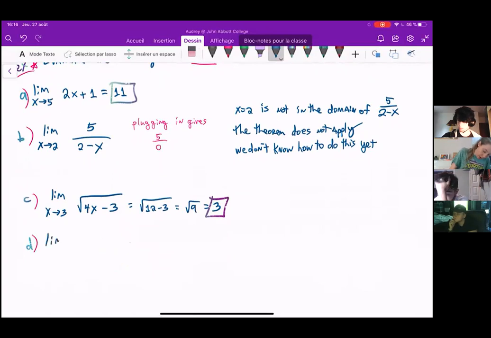So what if I were to do then the limit as x approaches 1 of the square root of a half minus x? That gives the square root of minus 0.5, which is impossible. Square root of minus a half? Impossible. It's not in the domain. Does the theorem apply? No. We don't know how to do this yet.